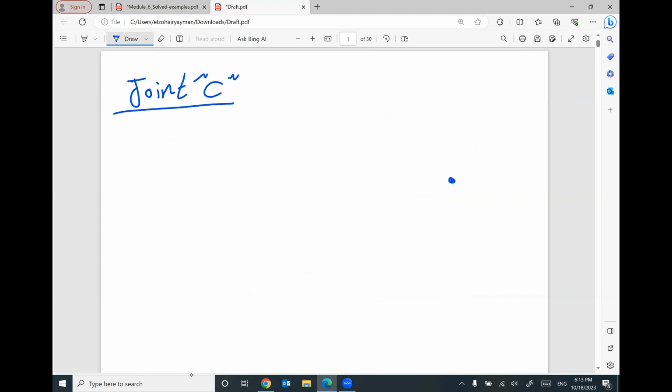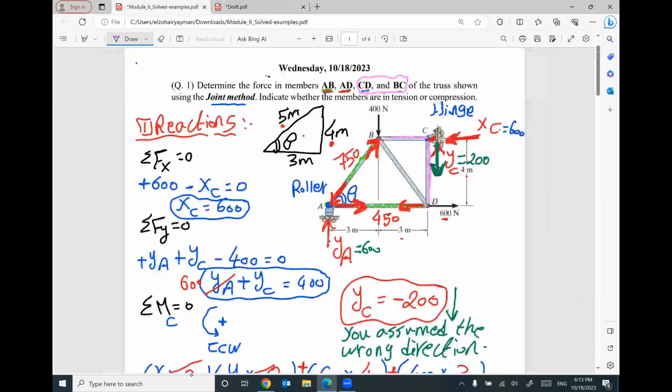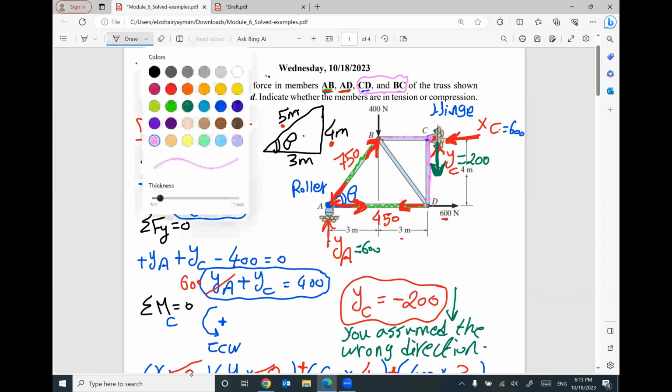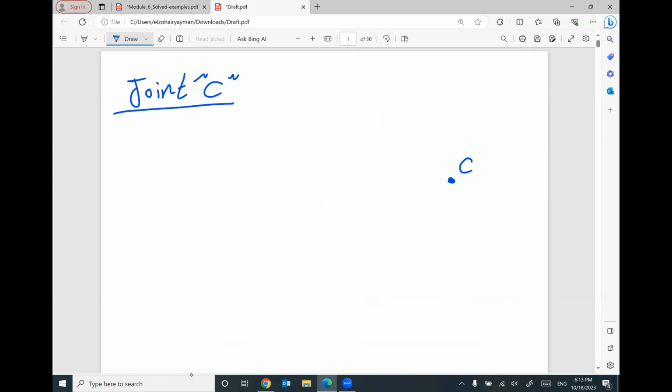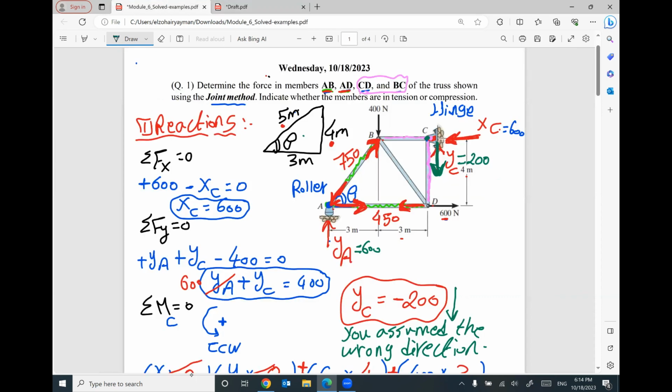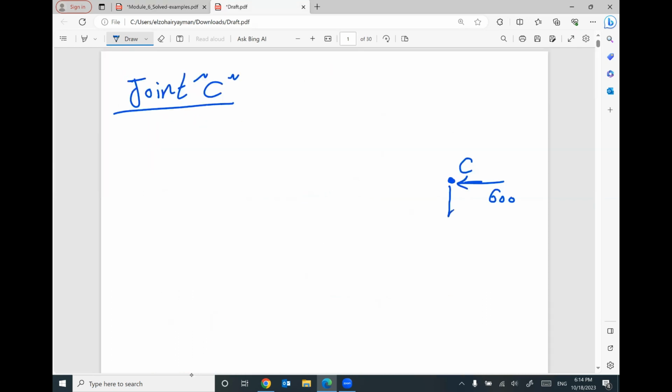Here is joint C. What do we have at this joint? I have horizontal reaction 600, like this. I have vertical reaction YC coming down, equal 200. This is the correct direction for reaction YC, and this is the correct direction for reaction XC.